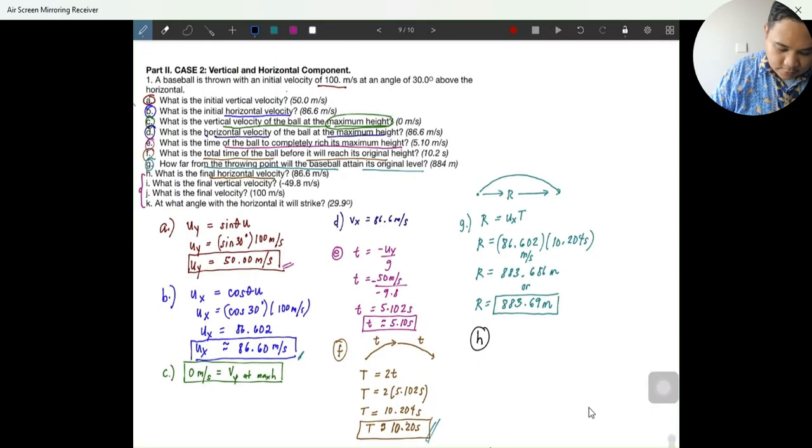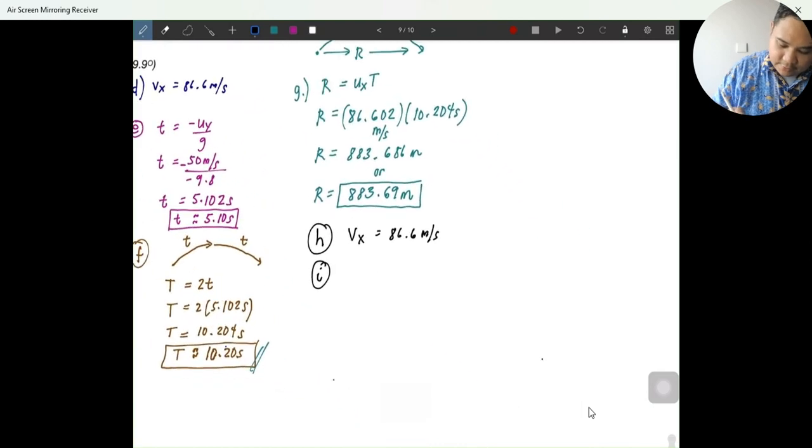Now let's try to solve first for the letter H. Okay. So for the letter H, what is the final horizontal velocity? It doesn't change. So Vx is still 86.6 meters per second. Now, how about for letter I? What is the final vertical velocity?